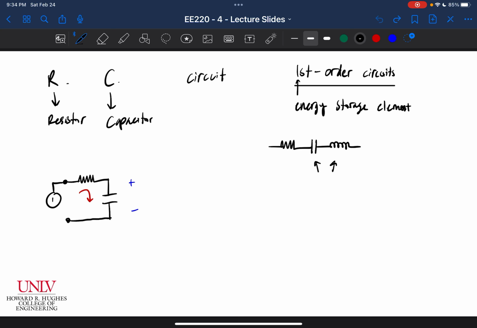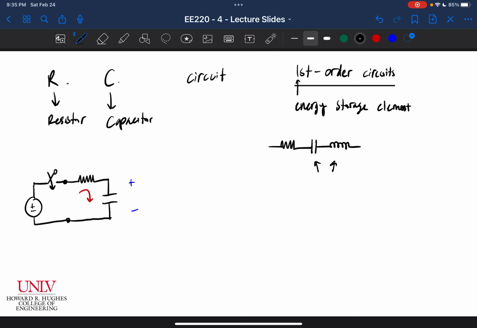Rather, what we're going to have is a voltage source here or some other type of source, and we're going to have a switch. And initially, when that switch is open, there's no current flowing in the circuit. There could be some initial condition on the capacitor. Maybe it's charged, maybe it's not. But what happens when I close the switch is some sort of transient response.